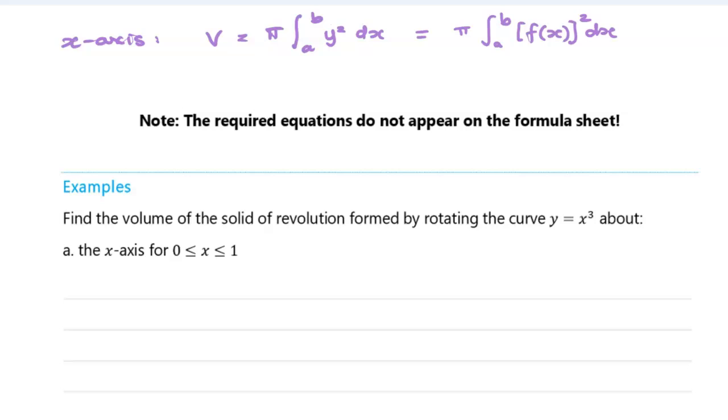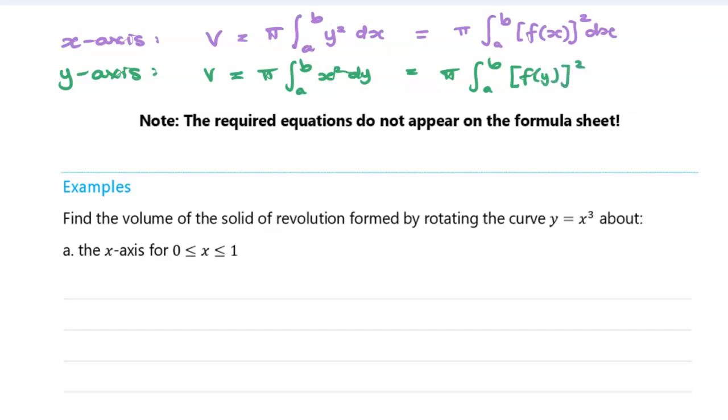Now, also, we could be going around the y-axis. And in that case, the volume, again, is going to look pretty similar, but instead we're going from a to b of x squared dy, as in we're going to have the integral from a to b of some function of y, we're going to square that, dy.